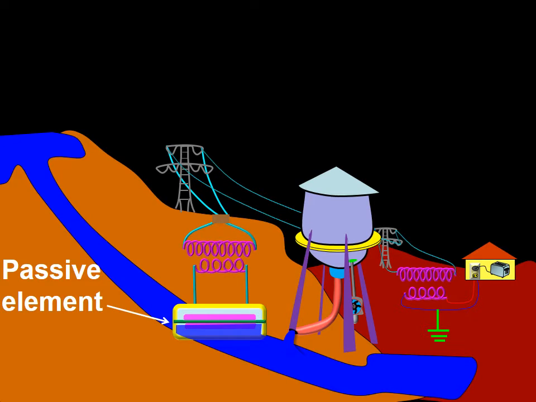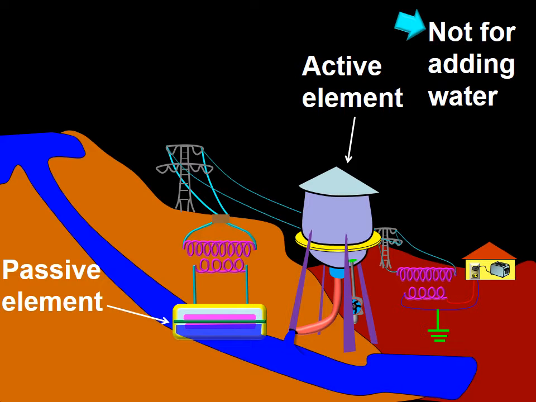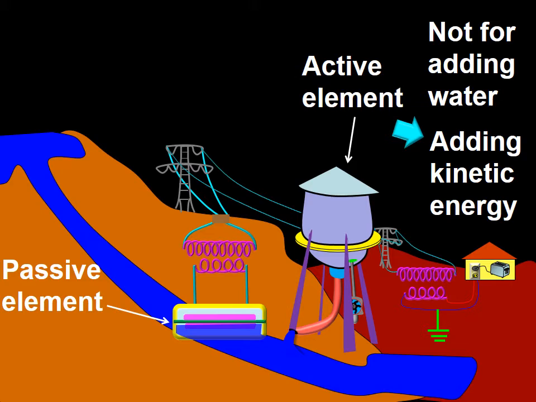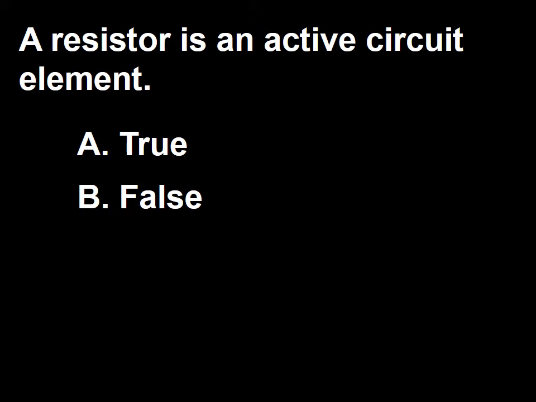In this drawing, the turbine in the river is a passive element. The water tank is an active element, not because it is adding water, but because it is adding kinetic energy, that is, the force of the water as it drops into the river. So the answer to this question is B, false.